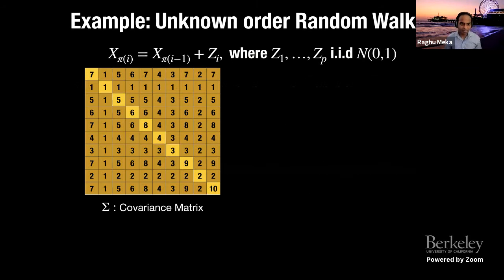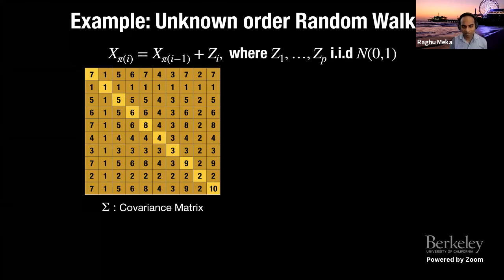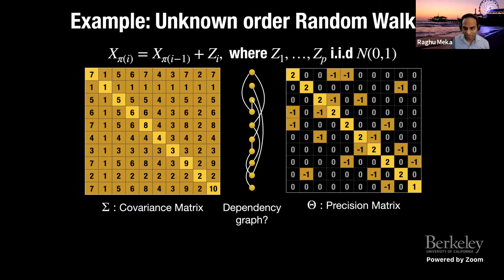So let's go back to our example and look at a toy version of the problem. This I'll call the unknown order random walk. Here there is some permutation pi, and I have the same model as before, but under this permutation. So x pi of i is x pi of i minus 1 plus an independent Gaussian zi. The covariance matrix will be a jumbled form of the previous covariance matrix. The precision matrix here looks a lot messier, but still it's sparse. Each row or column has only 3 non-zero entries. And the dependency graph for this particular one looks something like this.